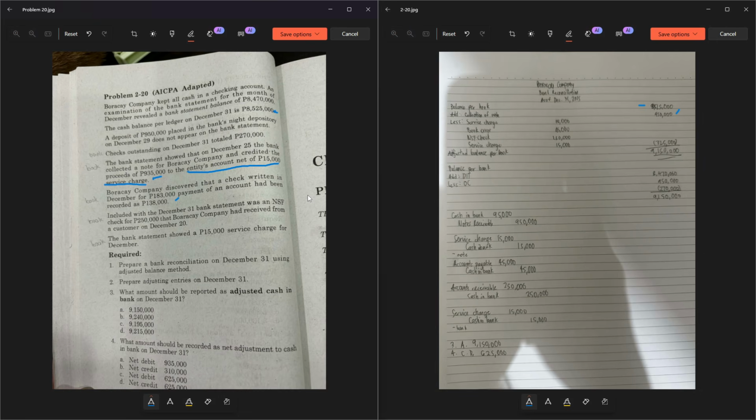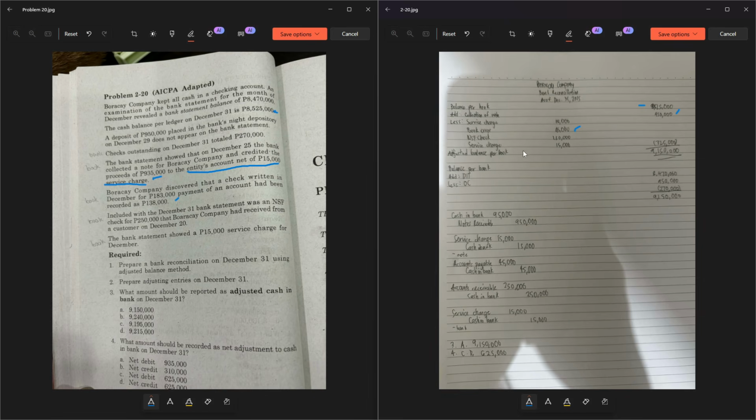Then Boracay Company erroneously recorded a payment of an account for 183,000 as 138. So subtract, get the difference, 45,000. Then you put that on your debit memos.